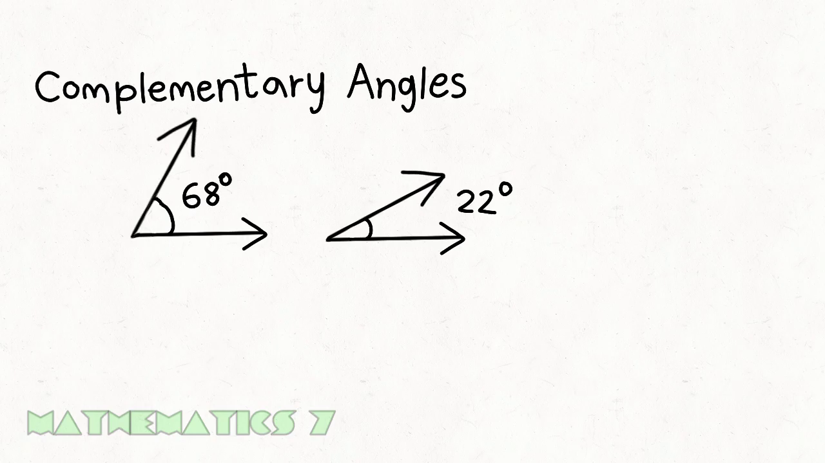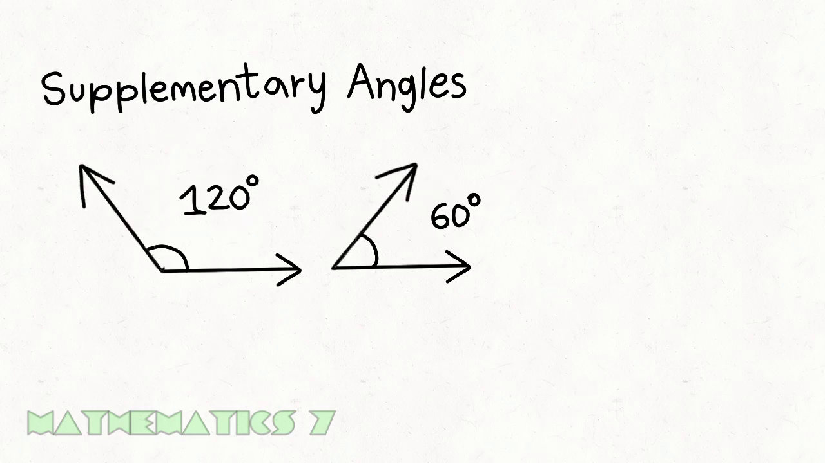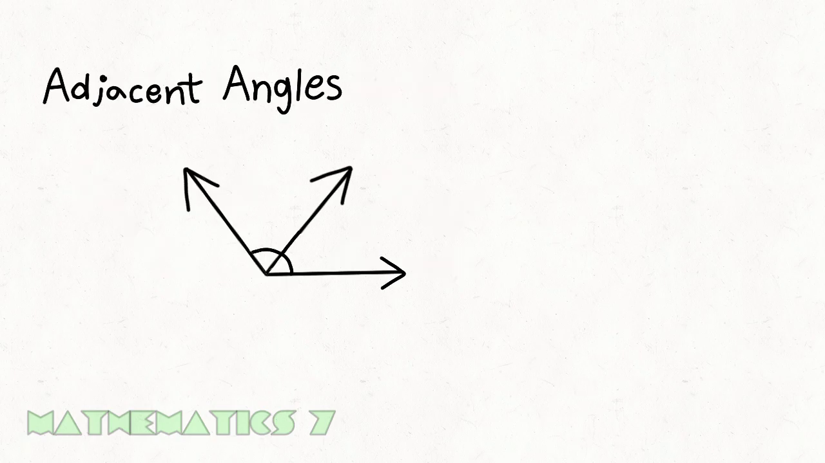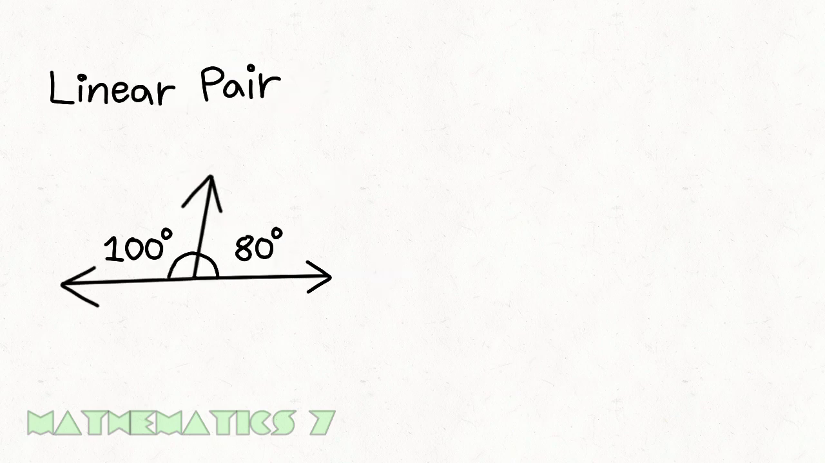Complementary angles are angles whose sum of the degree is 90 degrees. Supplementary angles are angles whose sum of the degree is 180 degrees. Adjacent angles are angles with the same vertex and common side. Linear pair are adjacent angles forming 180 degrees angle.